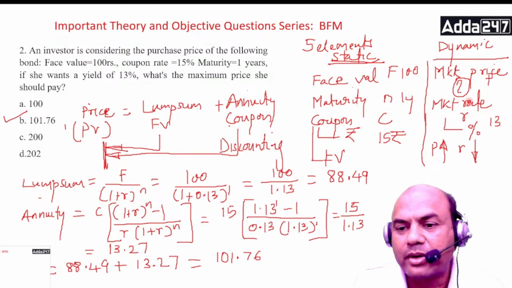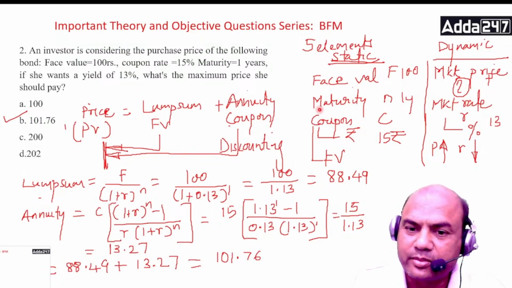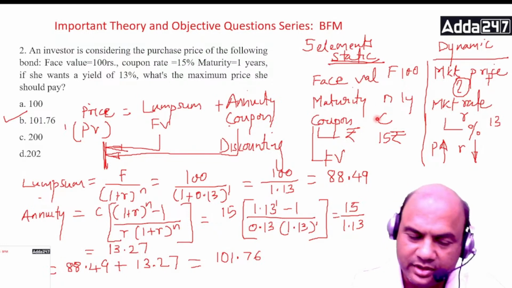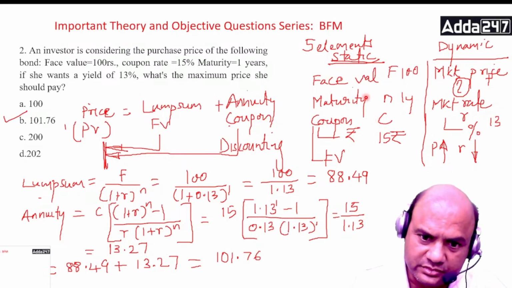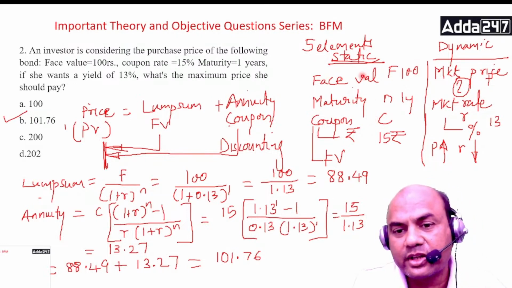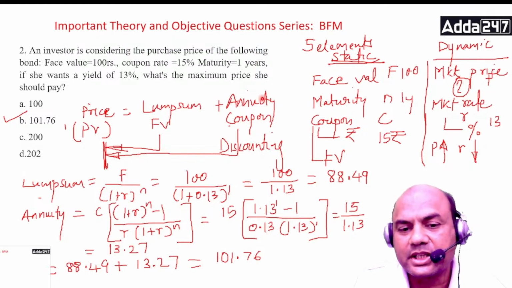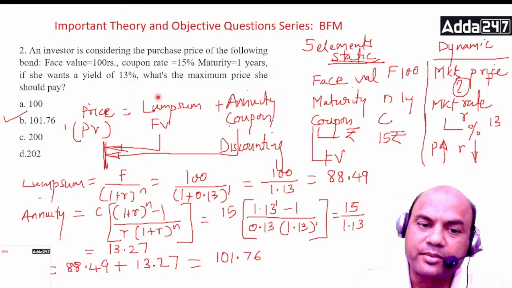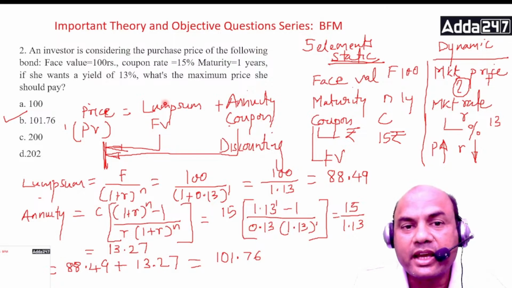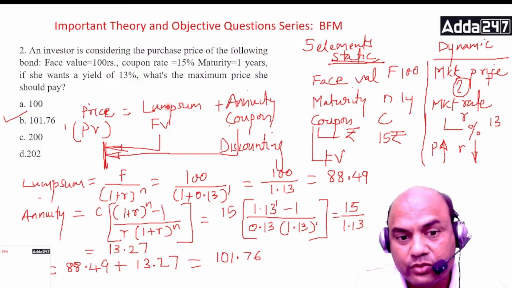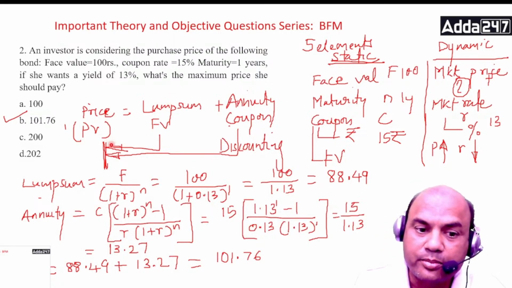So here now market price is asked. Remaining 4 things are given. Market rate is given, face value is given, maturity is given, coupon is given. So always the present value of the bond is equal to lump sum plus annuity. What is lump sum? Lump sum means whatever the end amount I will be getting in one stroke, the face value amount. So present value of that.